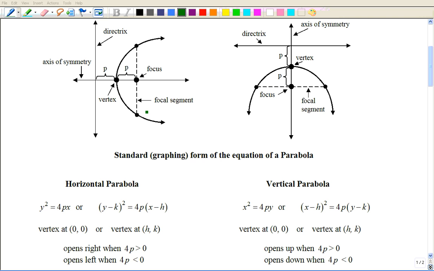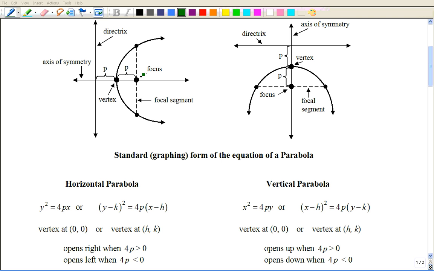So this horizontal parabola is not a function. But in these two pictures, it doesn't matter if it opens to the left or to the right, up or down, the way we label it will always be the same. The axis of symmetry will go through the vertex and divide the parabola in half, which makes sense because it is an axis of symmetry. And then this other line, the directrix, is perpendicular to the axis of symmetry and will always be p units away from the vertex. Also, on the other side of the vertex, p units away will be the focus.